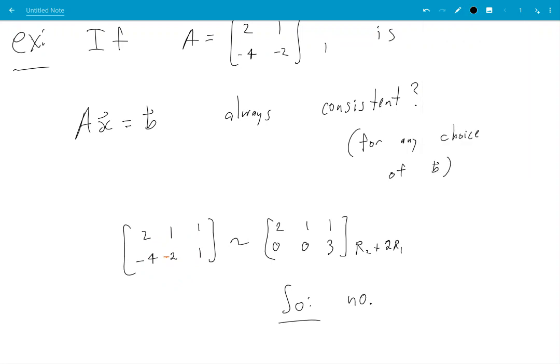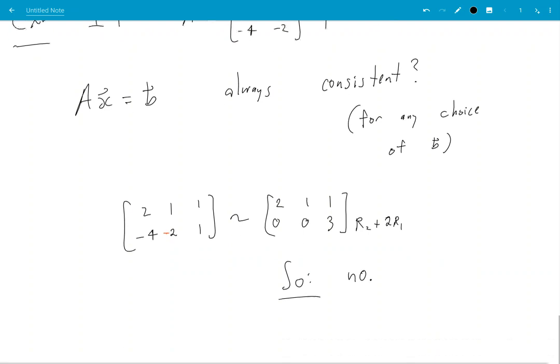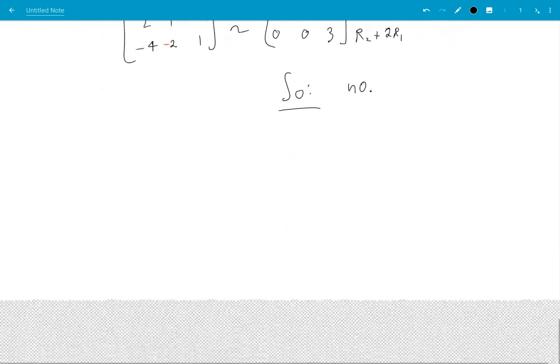Okay, so what was the issue here? Why is this not always consistent? Well, it's because the matrix A does not have a pivot for every row. That turns out to be the issue.